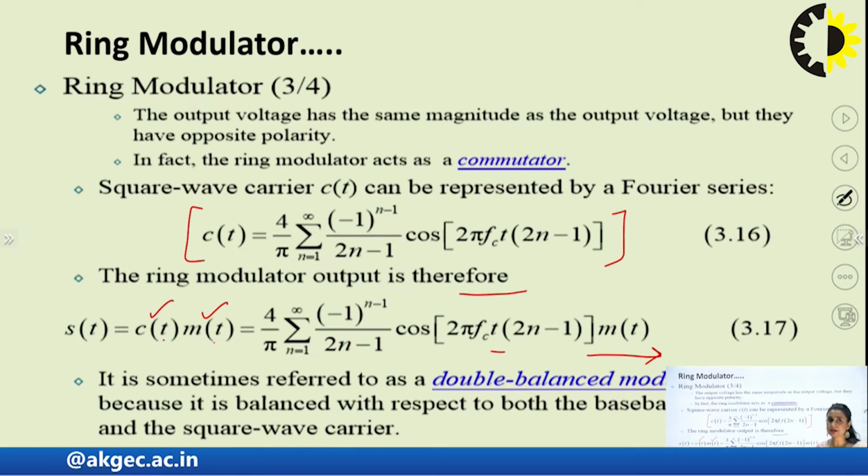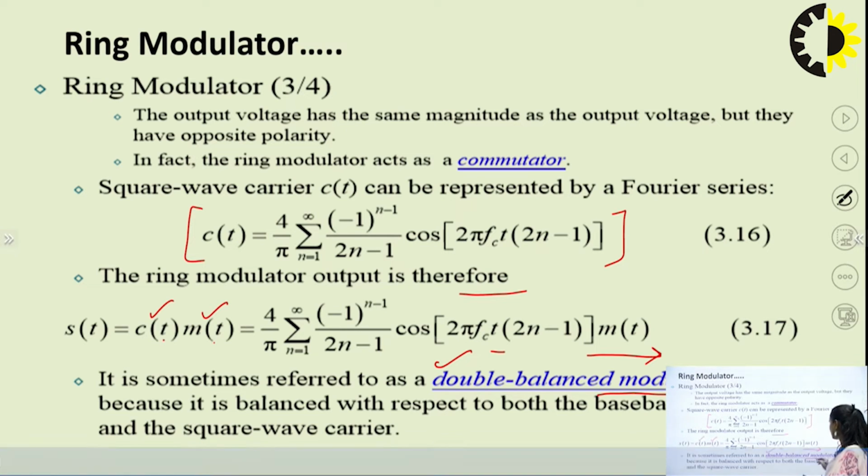So this is sometimes referred to as a double balanced modulator, right? Because it is balanced with respect to both the baseband signal and the square wave carrier. So here the circuit is governed by the carrier wave cycle, right?